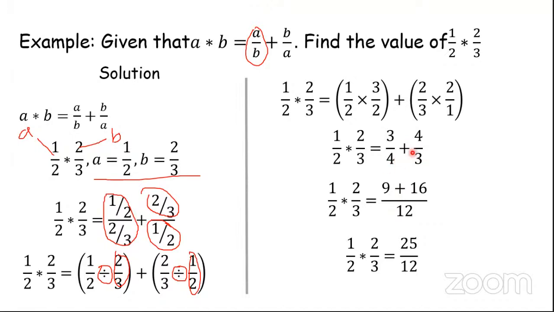We are simplifying this 3 over 4 plus 4 over 3. We want to have it as a single fraction. This one here. So we began by getting the LCM of 4 and 3. And that LCM is 12. Is it okay? Yes.